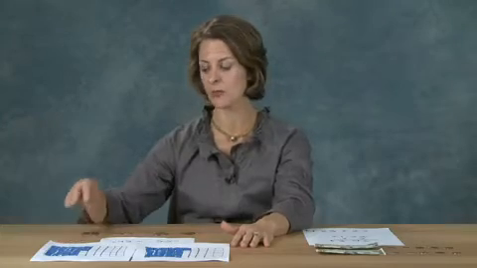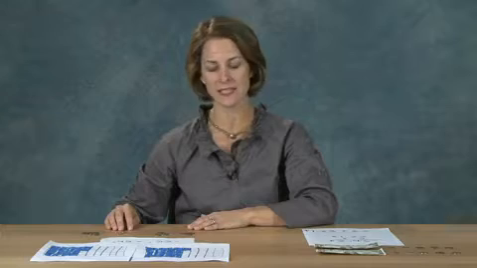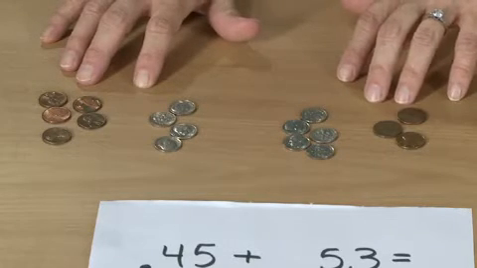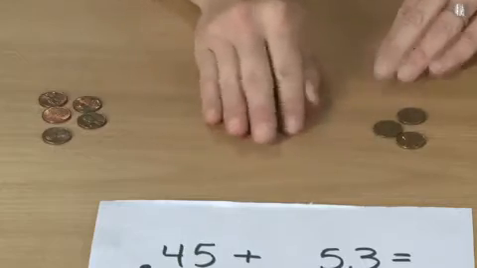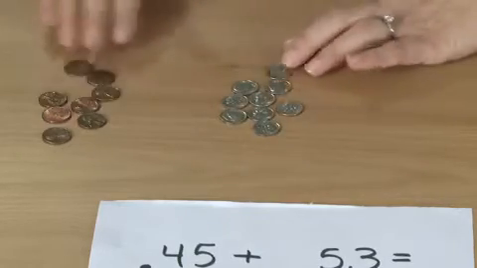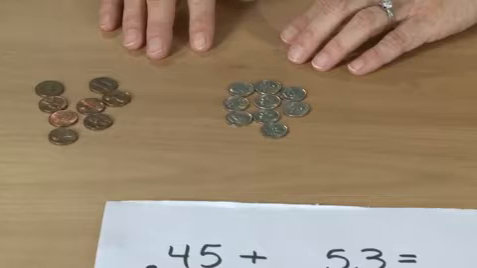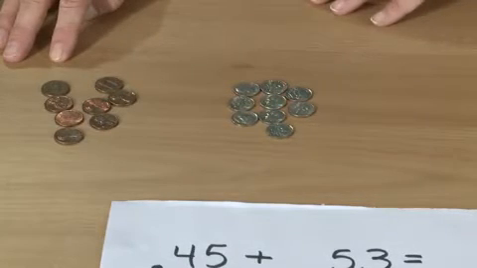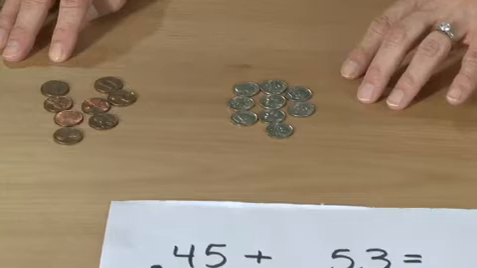Another way to look at this would be to use dimes and pennies. We have 45 cents plus 53 cents. When we combine them, we have 98 cents, or 98 hundredths. 9 dimes and 8 pennies for 98 hundredths.